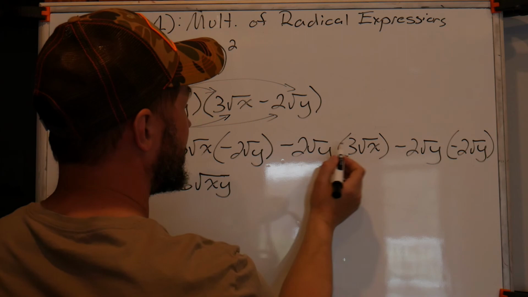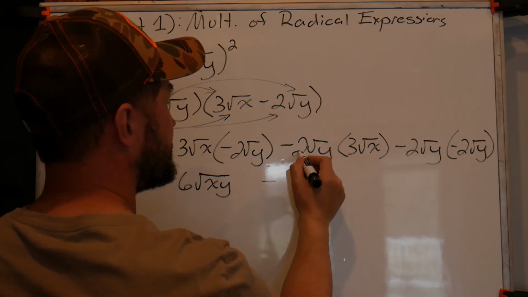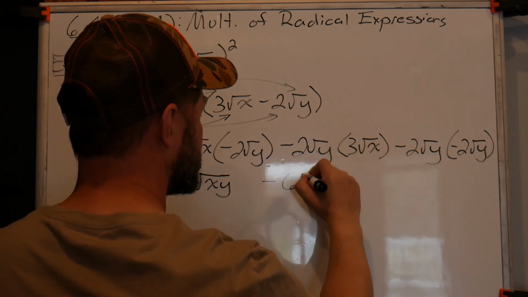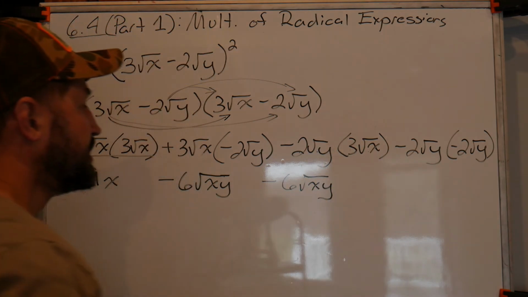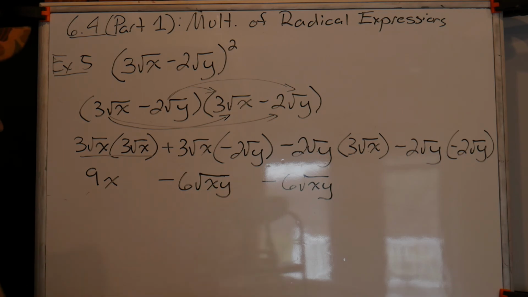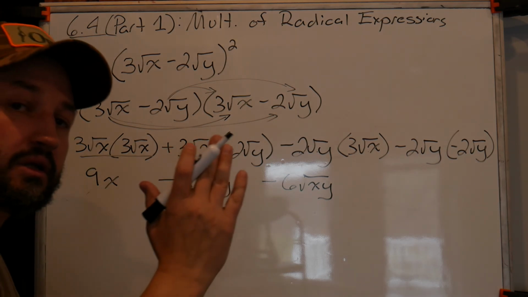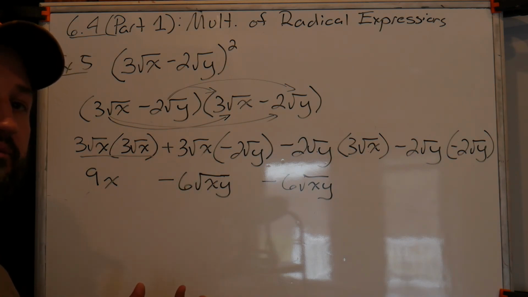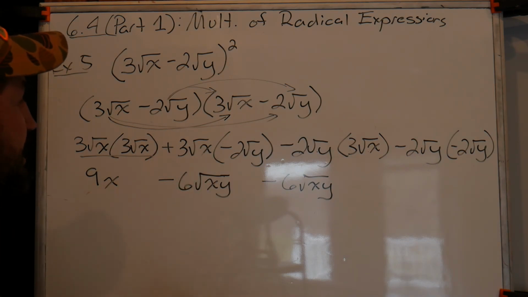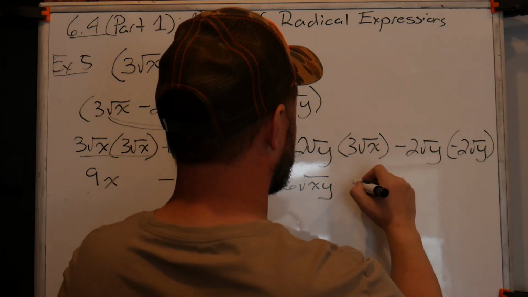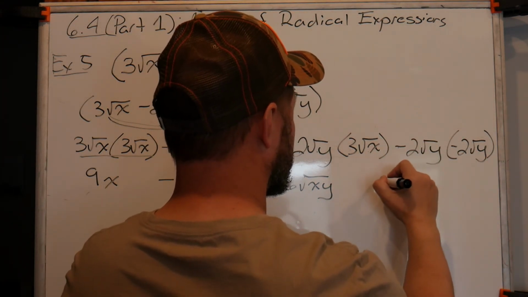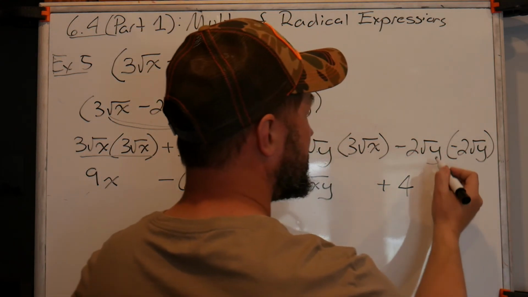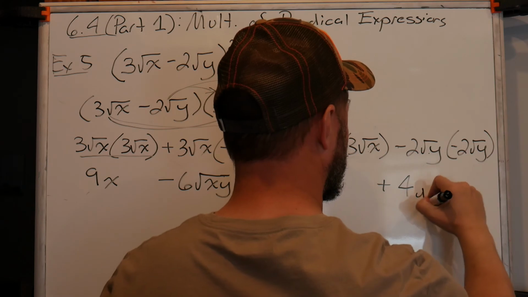Okay, then I have a negative times a positive, so a negative. 2 times 3 is 6. Square root of y, square root of x. So again, I'm going to write square root of xy. There is my 2xy. Remember, if I take x minus y and square it, I'm going to have x squared minus 2xy plus y squared. So coming up to my plus y squared, negative times a negative is a positive. I have a 2 times a 2 is a 4. Square root of y squared is y.